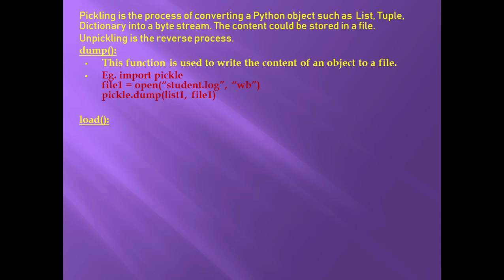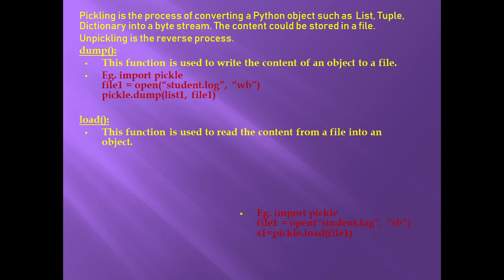Next is the load function. This will read the content from a file into a Python object. See this example, import pickle, file1 equal to open('student.log', 'rb'). Here read mode with a binary file. s1 equal to pickle.load(file1). So the content of file1 is read into the object called s1.